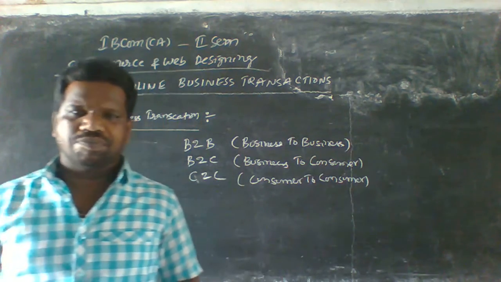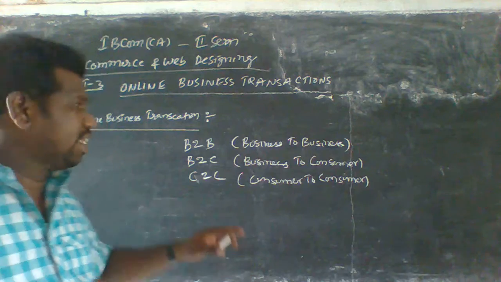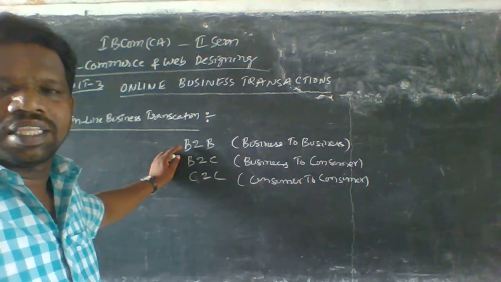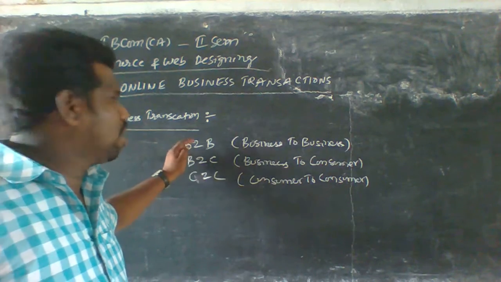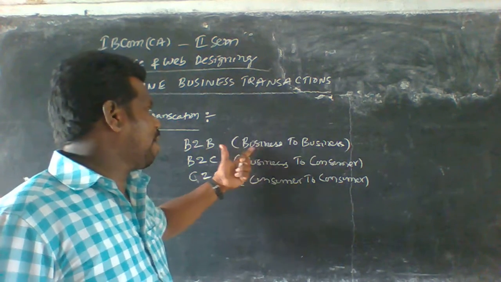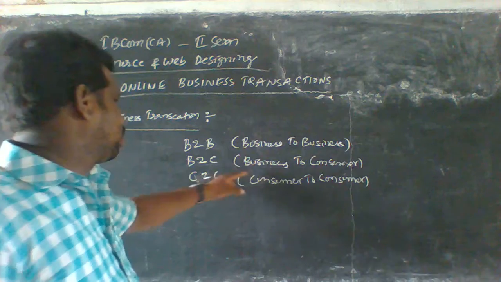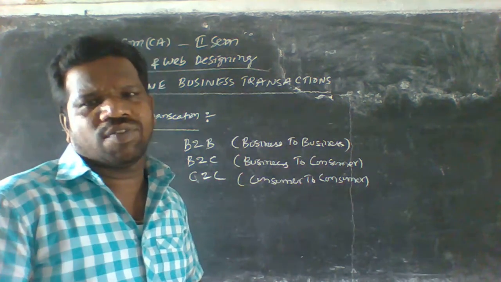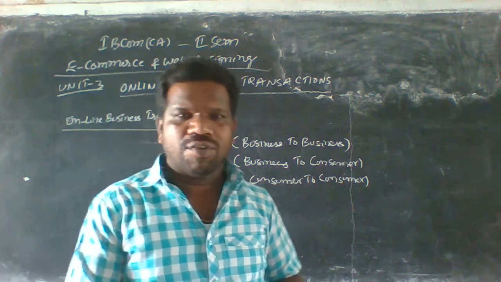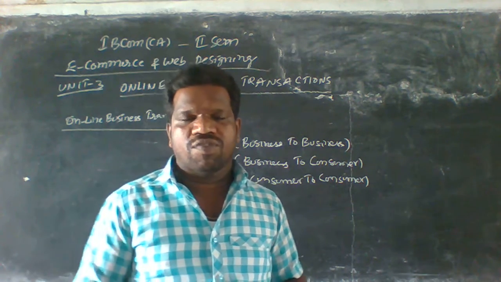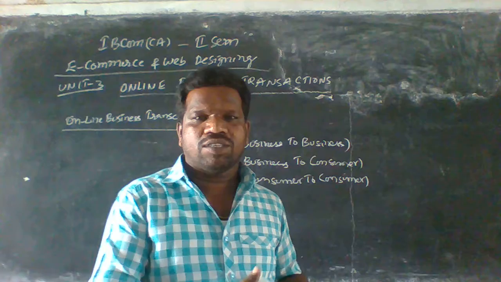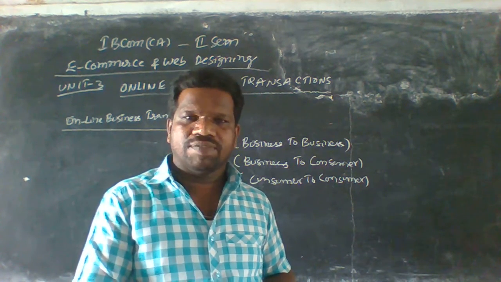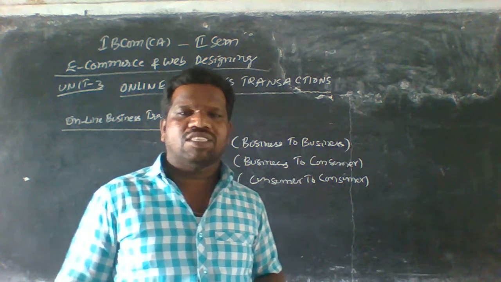There are three types of business transactions made here: business to business, business to consumer, and consumer to consumer. In this scenario we pay bills and transfer funds from one place to another using online payment, which we simply call online business transactions.